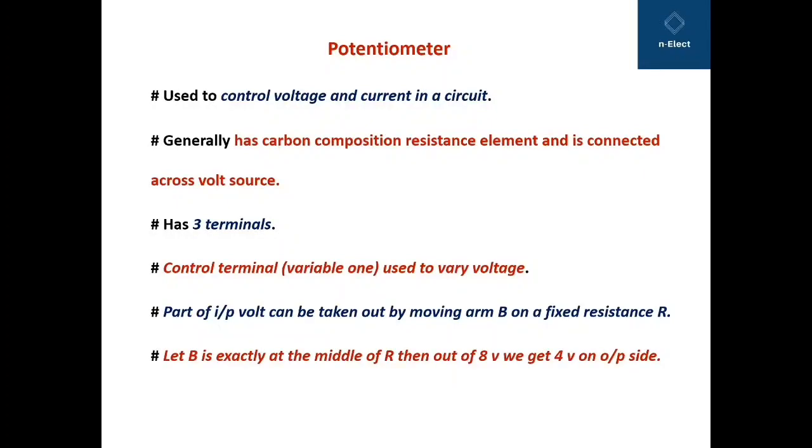Let B be exactly at the middle of R, then out of 8 volt we get 4 volt on the output side, because at that time the resistance will be divided into 2 halves and therefore the output voltage which you will get will be exactly half of the total applied voltage.